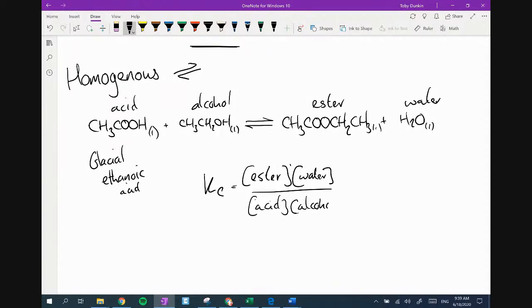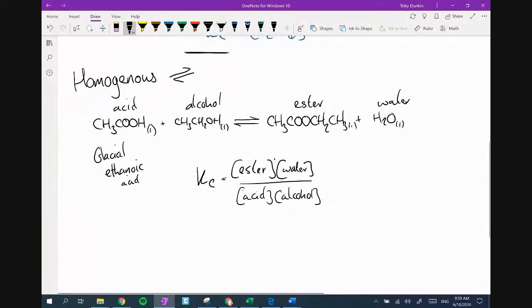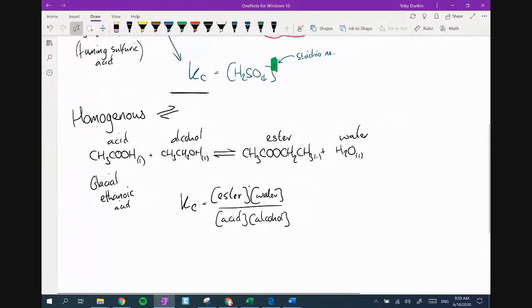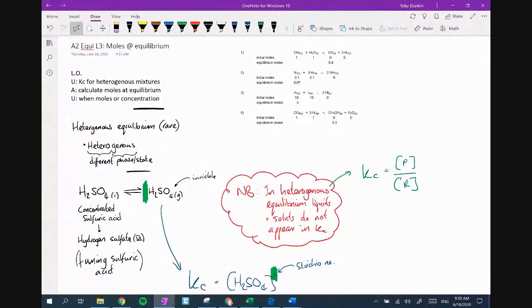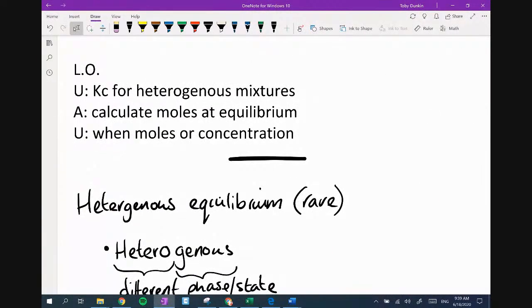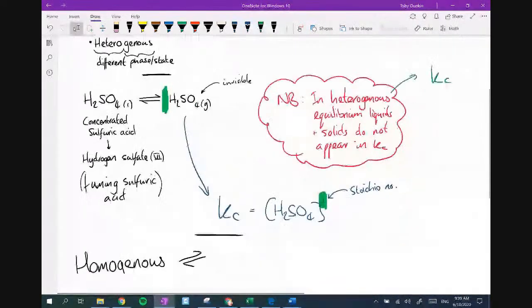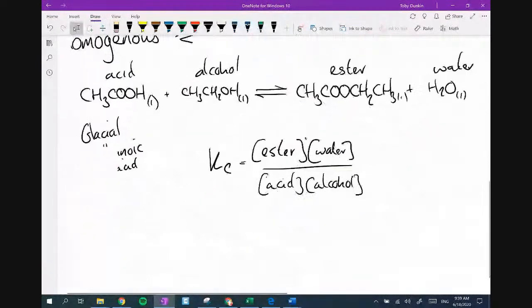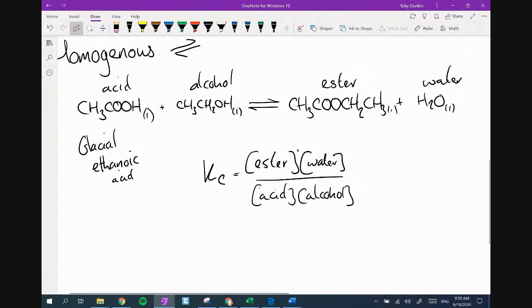Hopefully people are going to say, how can you get the concentration of water? Now, this is what I meant in my third learning objective: understand when moles or concentration can be used. In this particular scenario, they're all liquids and it's a 1-to-1-to-1-to-1-to-1, which means in this circumstance you would not actually be using concentration.